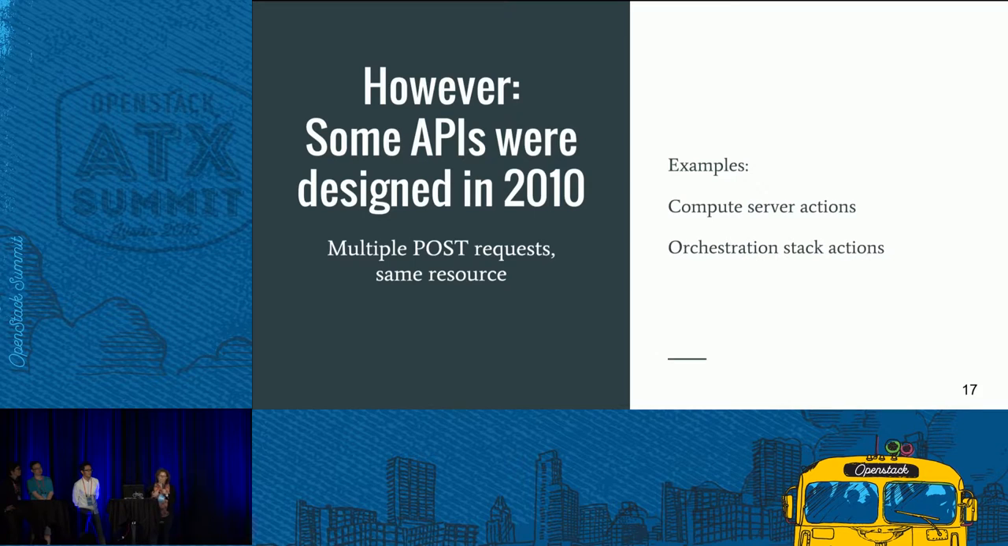Now, many of our APIs were designed in 2010, and that was when WADL was an upcoming standard for how to describe your REST APIs. However, it allowed us to do things like have 22 POST action/actions on a compute resource. This started to spread into other areas of the OpenStack ecosystem, and that's not really able to be described by something like OpenAPI.